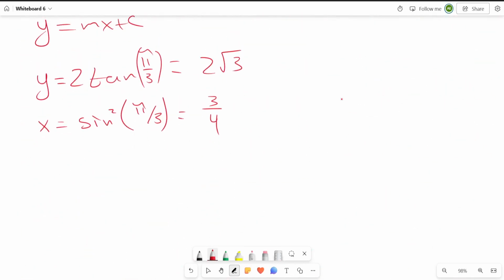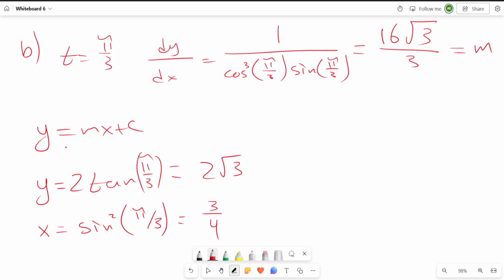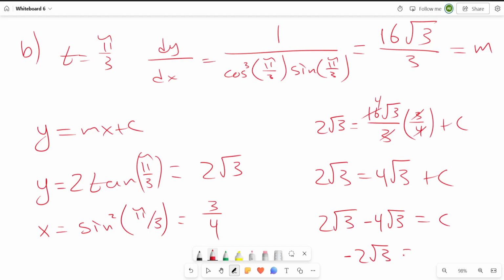So I can use all these points together with the m that I have to get the equation of the line. So y equals mx plus c, so 2 root 3 equals m, which is 16 root 3 over 3, multiplying x, which is 3 over 4, plus c. So now I can cancel this 3 with this 3. 16 and 4, this is going to be a 4. So this is going to be 2 root 3 equals 4 root 3 plus c. If I move this 4 root 3 to the other side, it's going to be 2 root 3 minus 4 root 3 equals c. So this is going to be negative 2 root 3 equals c.